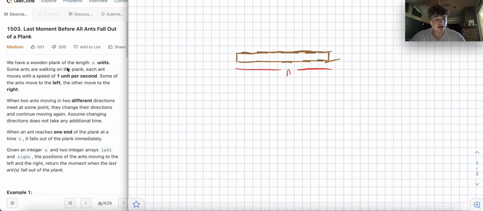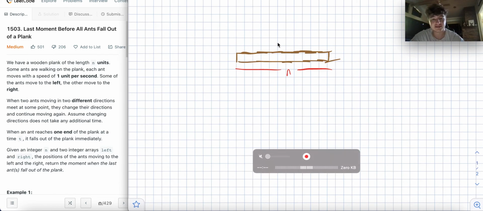Some ants are walking on the plank. Each ant moves with a speed of 1 unit per second. Some of the ants move to the left and others move to the right. Okay, so there's ants on this plank and they're moving to the left and they're moving to the right. And if they're on a plank, what does that kind of imply? Well, the ant's going to fall off, right?